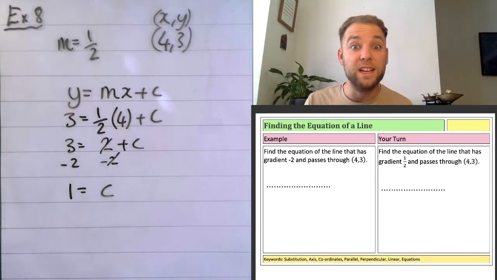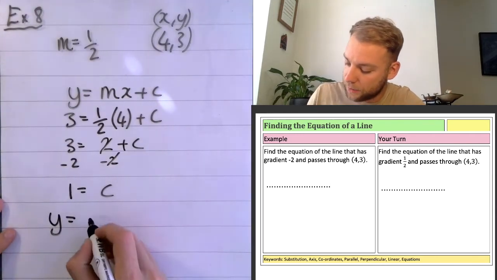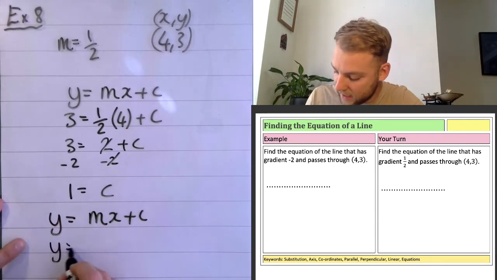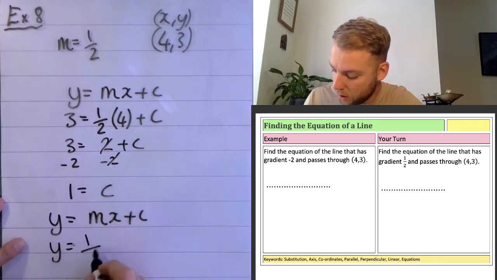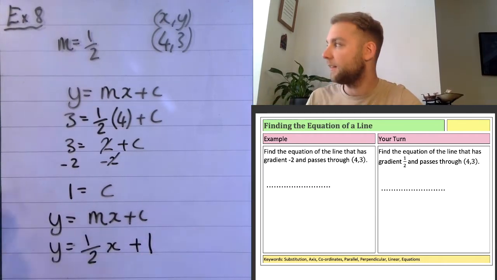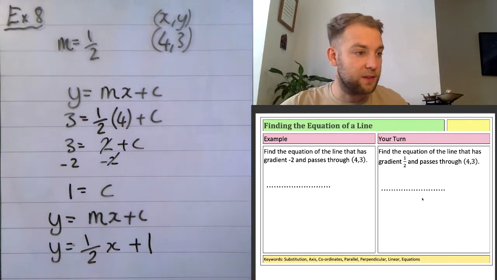Remember, I've not finished there. I've still got to write it in the equation of the line, which is y equals mx plus c. So y is equal to, my gradient is 1/2. So 1/2 of x plus 1 in this case. Absolutely super. So let's just check those answers.